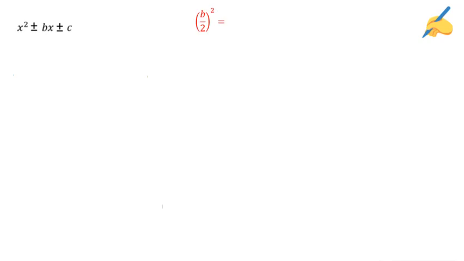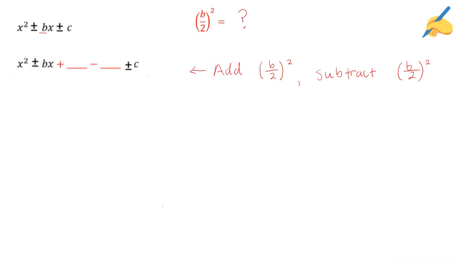The first step is to figure out what half of b squared equals. So b is the middle part of the expression. Once we've done this, we add half of b squared and subtract half of b squared from the equation. We do it in the middle where I've indicated.